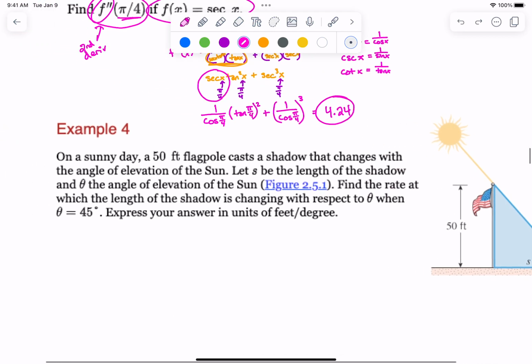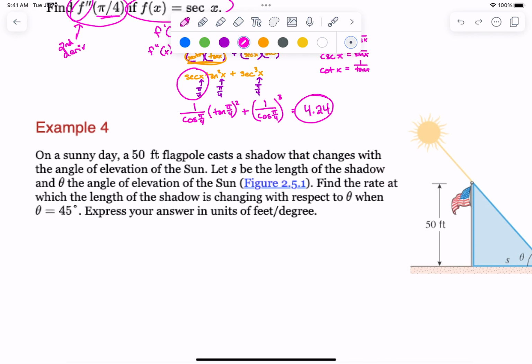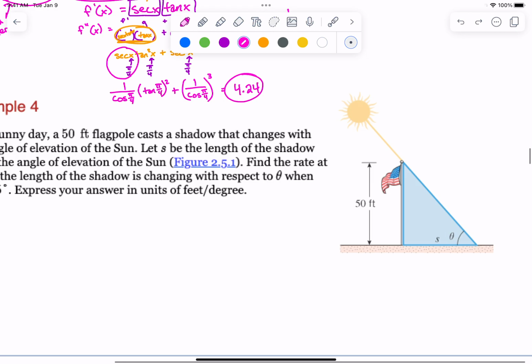Let S be the length of the shadow and theta be the angle of elevation of the sun. Find the rate at which the length of the shadow changes with respect to theta when, blah, blah. This is a very difficult problem. I don't expect you to be able to do this by yourself, but it's a good problem to do together. So here we go. Are you ready?